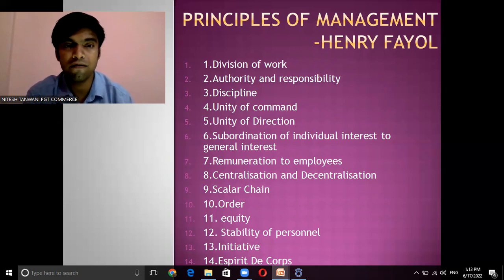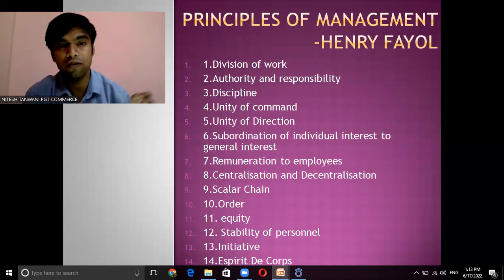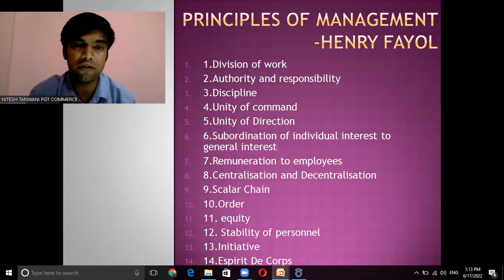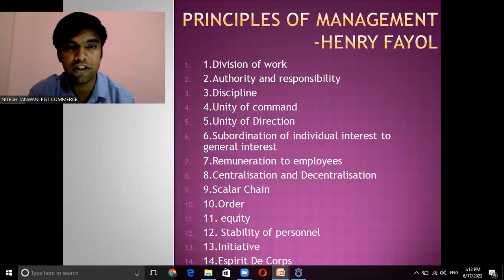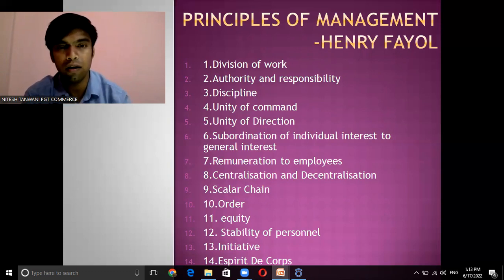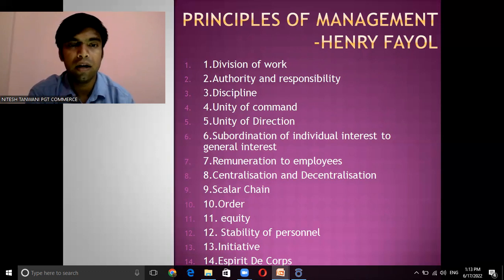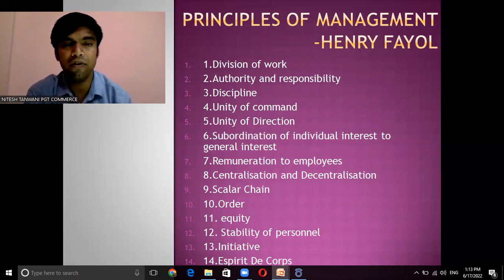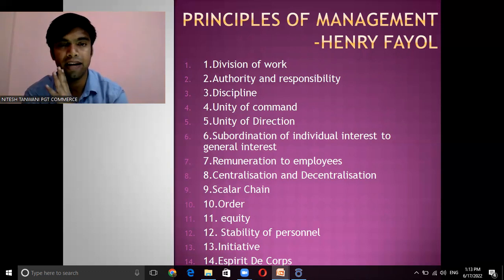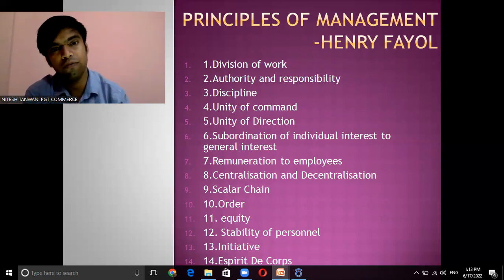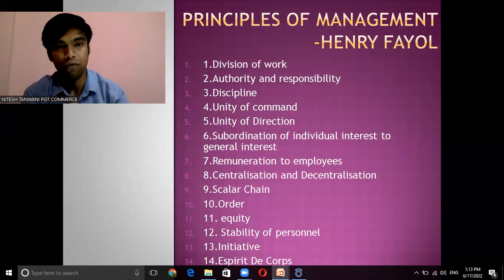If different bosses command, one will say do this work, the second boss will say do that work, there will be chaos in the organization. So there should be one boss, one command. Fifth point is unity of direction. Direction here means aim. There should be only one aim, one goal. If there are different aims, different goals, then there will be confusion. So there should be one aim, one goal.